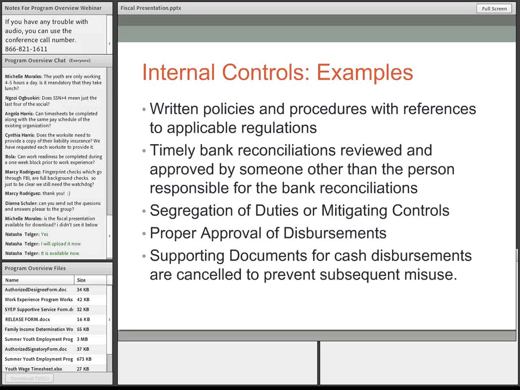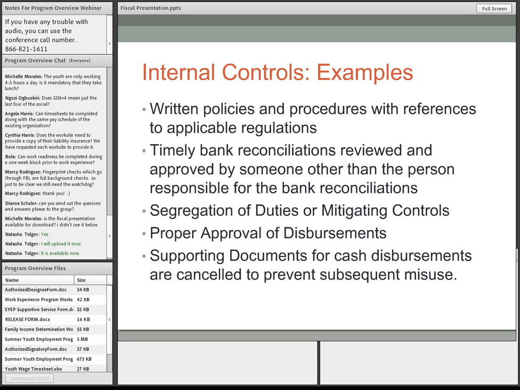Here are some examples of what internal controls would involve. You would have written policies and procedures with references to the applicable regulations that you must follow. You must do timely bank reconciliations that are not only reviewed but approved by someone other than the person who completes that bank reconciliation. And I don't know if any of you are aware, but can we say the city of Dixon? A lady was responsible for stealing like $53 million. So there's a good case of why you have to have good internal controls, and also segregation of duties.